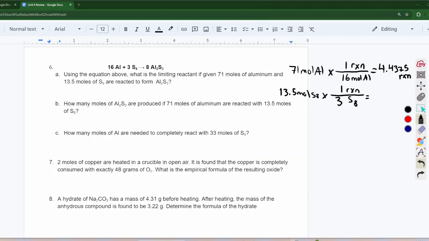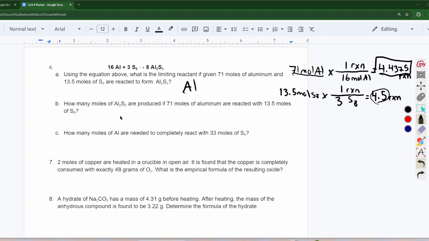4.5 reactions. Very close, actually. So what does this mean? Well, it's like if I've got 50 slices of bread and 5 slices of cheese, how many sandwiches can I make? With 50 slices, I can make 25 sandwiches, but I'm going to run out of cheese way before I get there. So whichever one is the smaller number, that's the one I'm going to run out of first, meaning I'm going to run out of aluminum first. It doesn't matter, this is a fake number, I'm never going to get to 4.5. So my limiting reactant is aluminum.